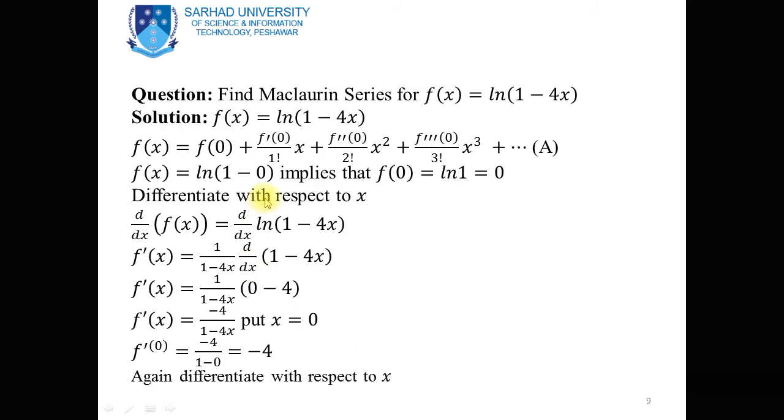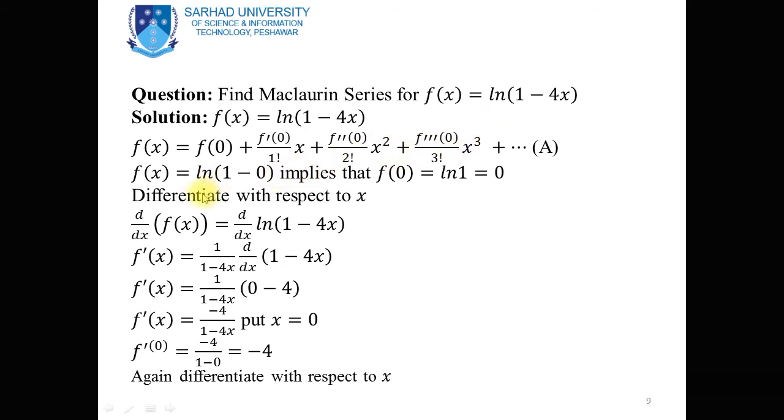Now another problem, to find the Maclaurin series for the function log of 1 minus 4x. So dear students, this is the Maclaurin series of the function f of x is equal to: calculate the function value at x equal to 0, calculate the first order derivative of the function at x equal to 0, calculate the second order derivative of the function at x equal to 0, and similarly calculate the third order derivative of the function at x equal to 0, and then putting the values in this equation we will obtain the Maclaurin series.